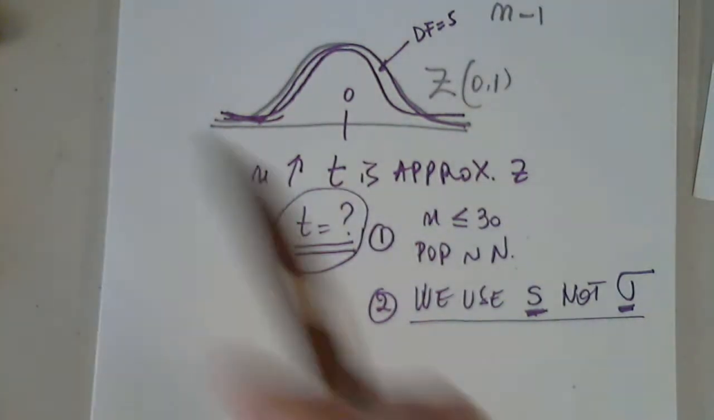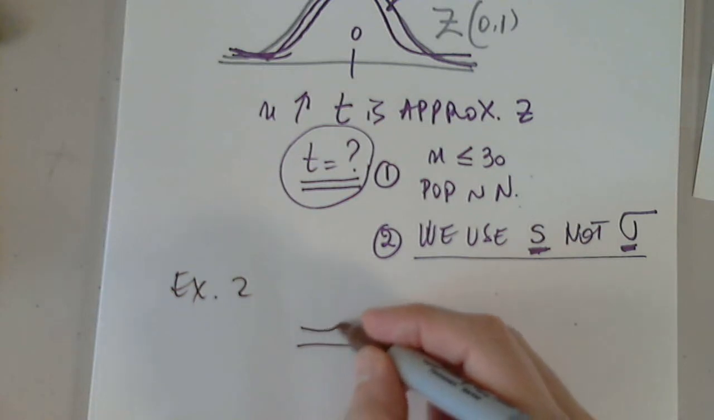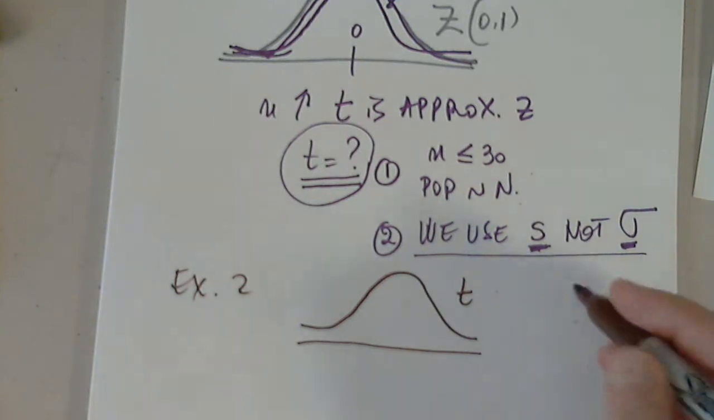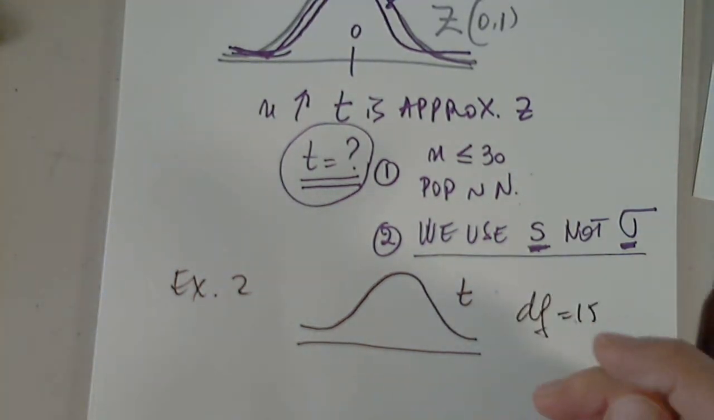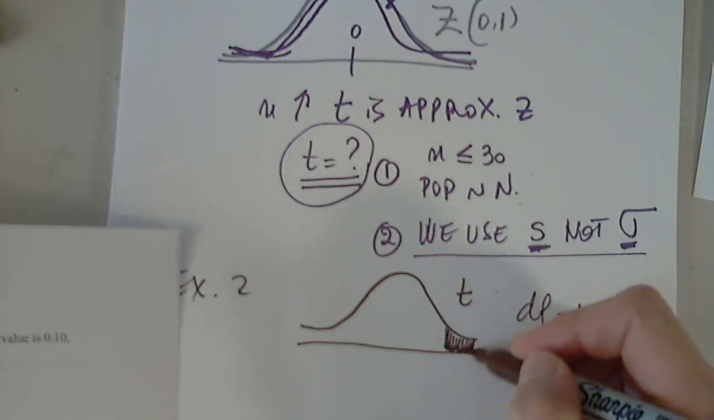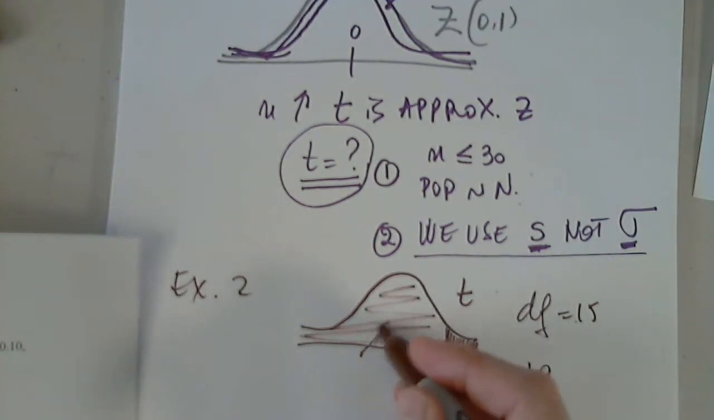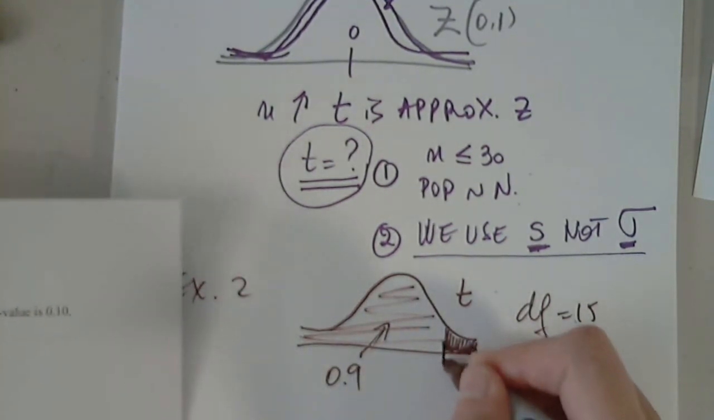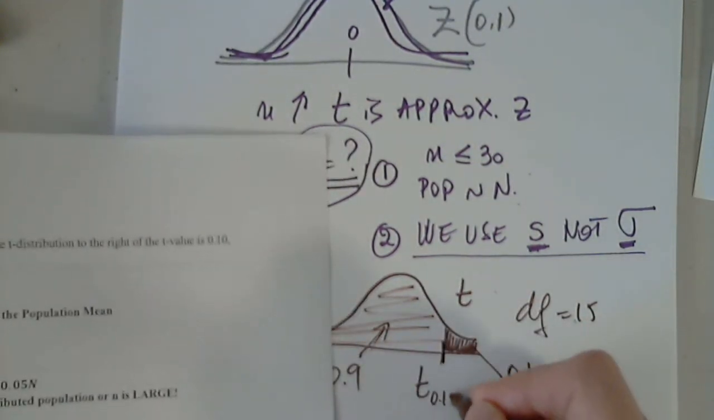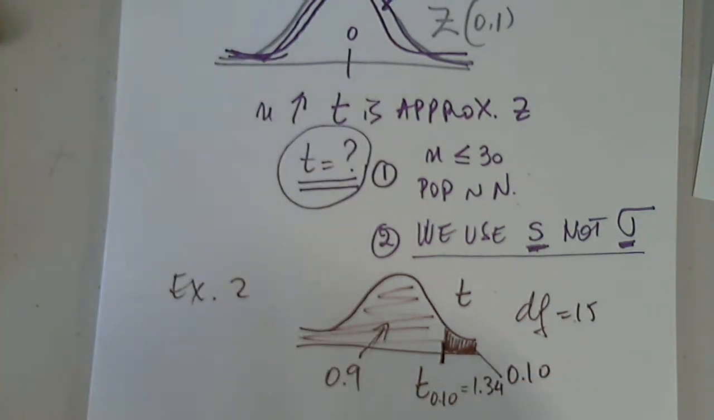This is example 2. So this is t with more in the tails, and we were given degrees of freedom 15. It says the area to the right is 0.10, which means this must be 0.9. So this value here is t sub 0.10, and we got 1.34.